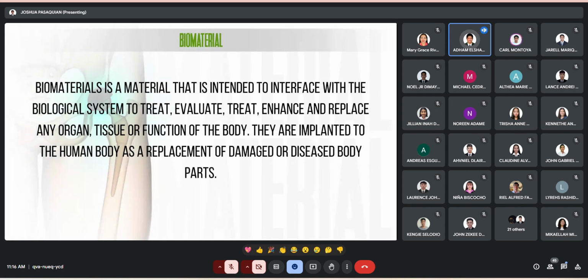So what is biomaterials? Biomaterials is a material that is intended to interface with the biological system to evaluate, treat, enhance, and replace any organ, tissue, or function of the body. They are implemented to the human body as a replacement of damaged or diseased body parts. This material should not produce toxic substance and should be compatible with the body tissue. Materials such as metals, polymers, ceramics, composites, and semiconductors can be used as biomaterials.